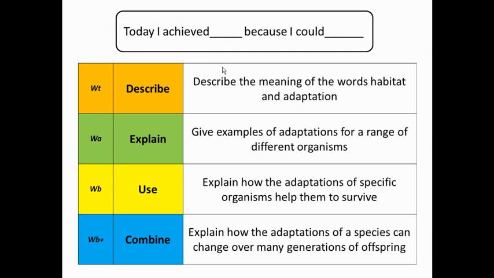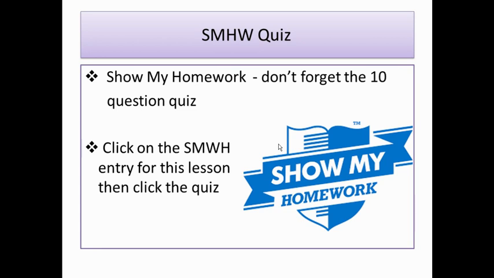So if we then write our sentence for today: today I've achieved, remember it's the word, not the colour or the level, and because, and make sure you put the reason down, so at the end of this lesson you know what you've learned today. So if you write that now, and then if you go back onto Show My Homework, you've got that 10-question quiz. Don't forget to do that because, like I said in the previous couple of lessons, it helps us keep track of who's engaging with lessons and whether there's anything we need to explain more fully. So make sure you're doing that.